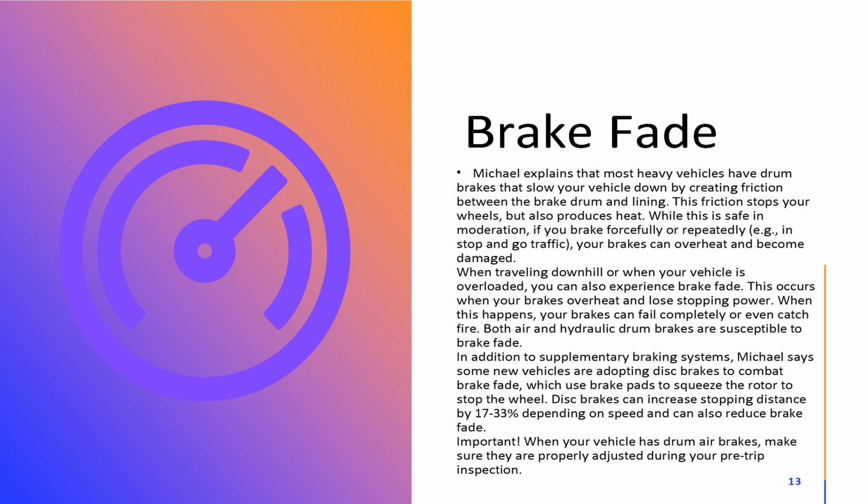In addition to supplementary braking systems, Michael says some new vehicles are adopting disc brakes to combat brake fade, which use brake pads to squeeze the rotor to stop the wheel. Disc brakes can increase stopping distance by 17 to 33% depending on speed and can also reduce brake fade. Important, when your vehicle has drum air brakes, make sure they are properly adjusted during your pre-trip inspection.